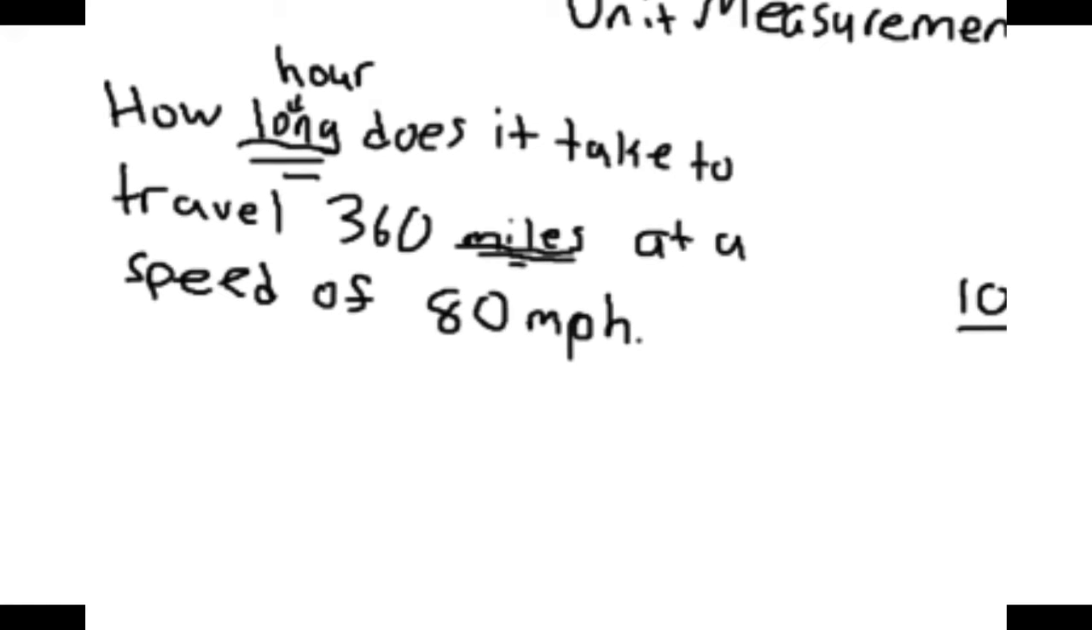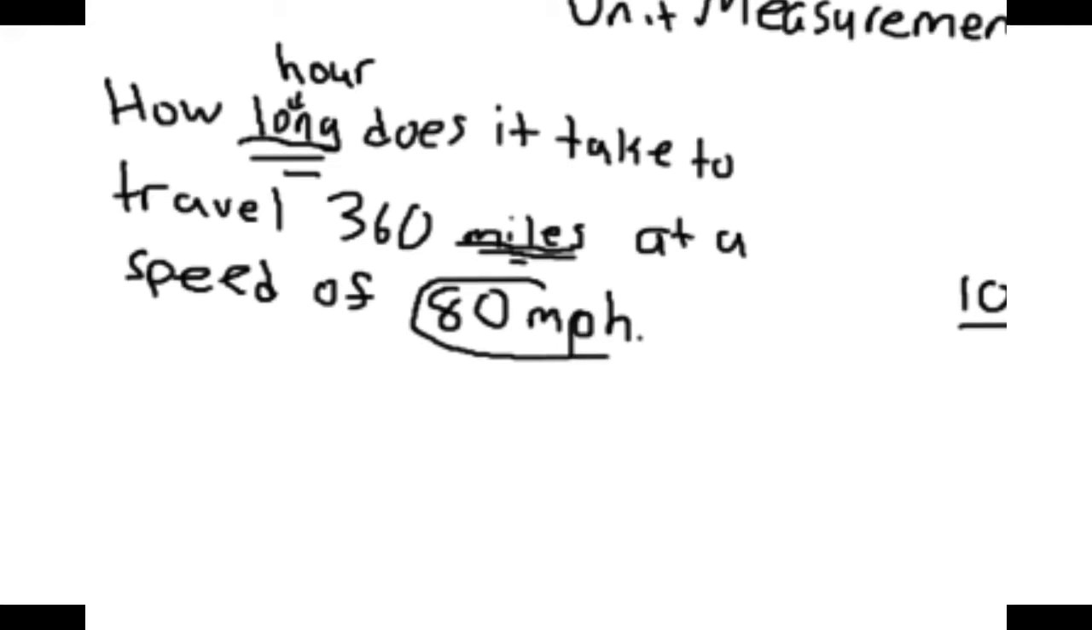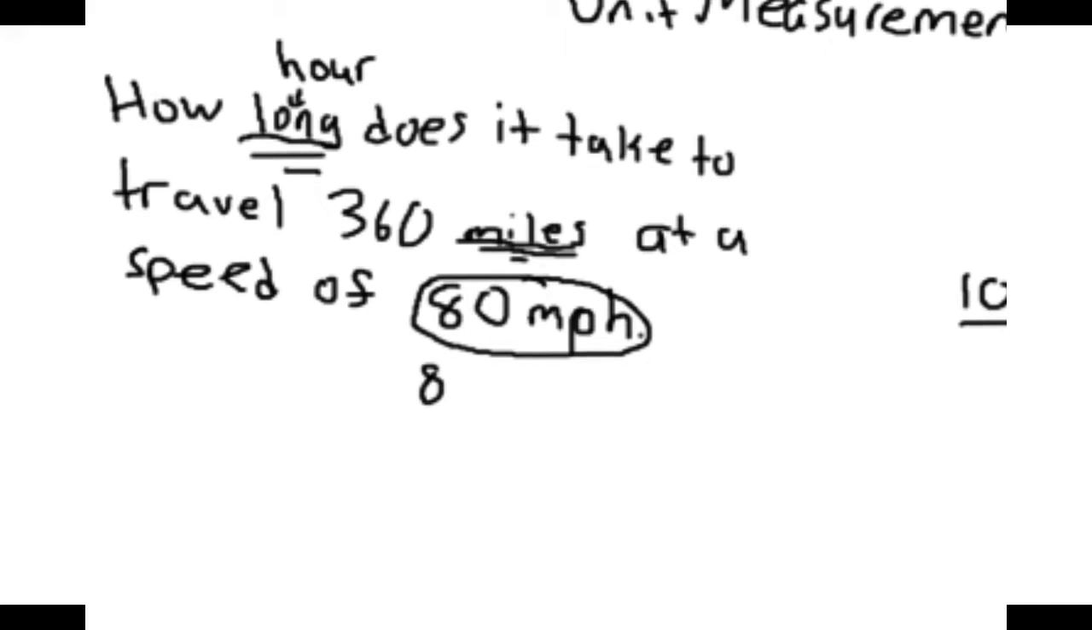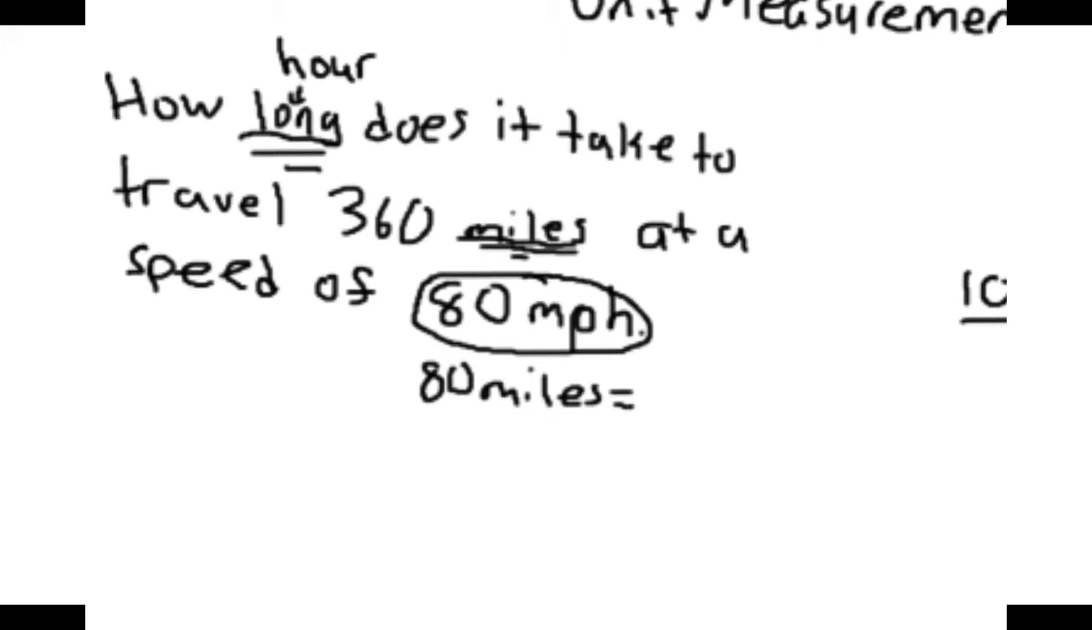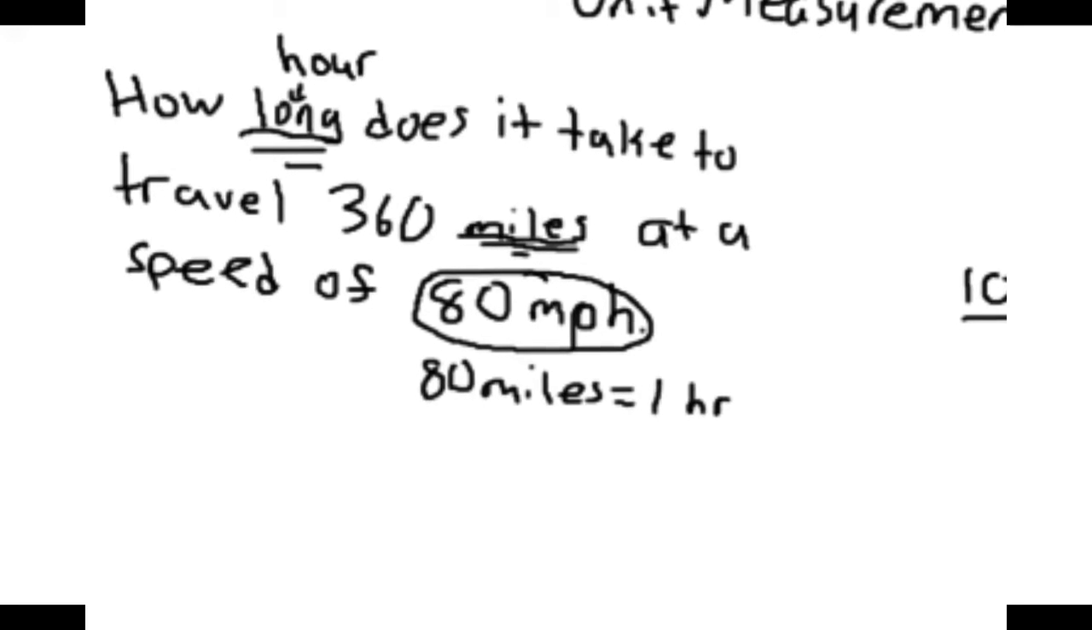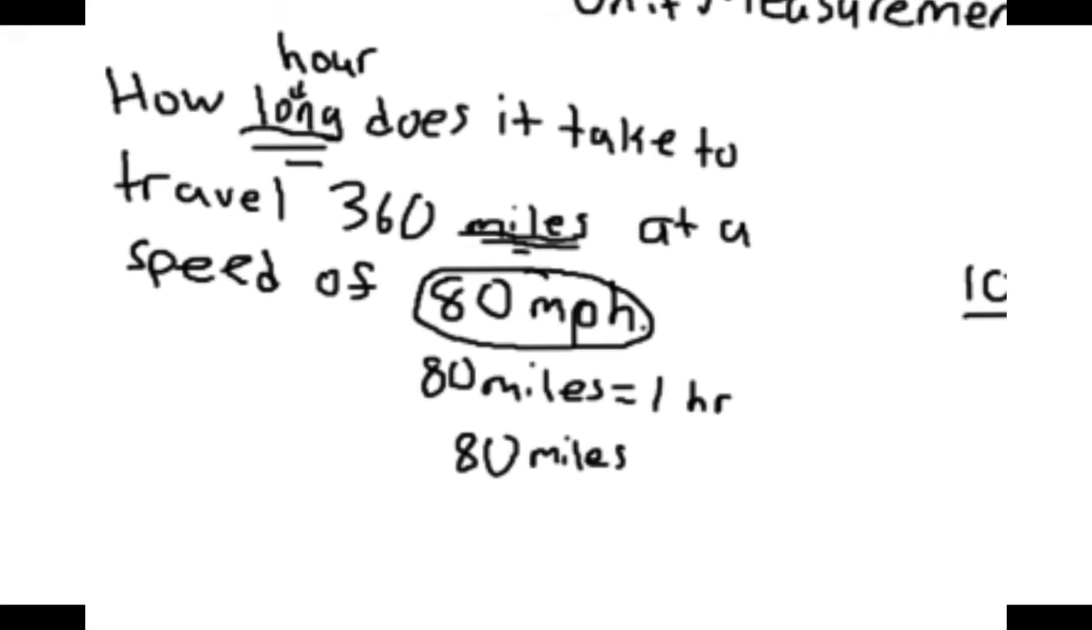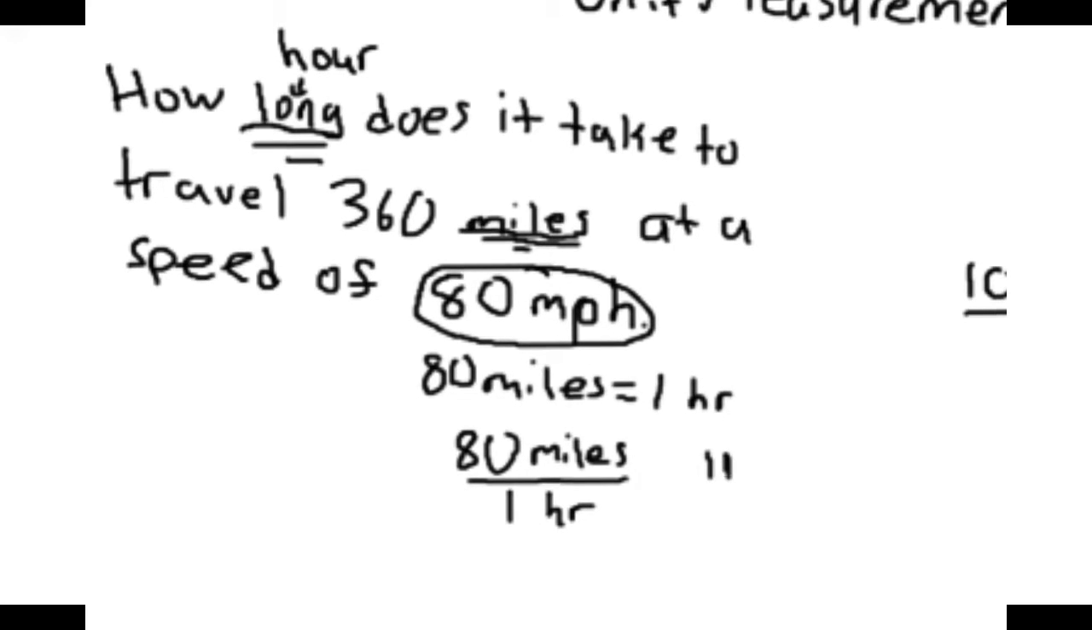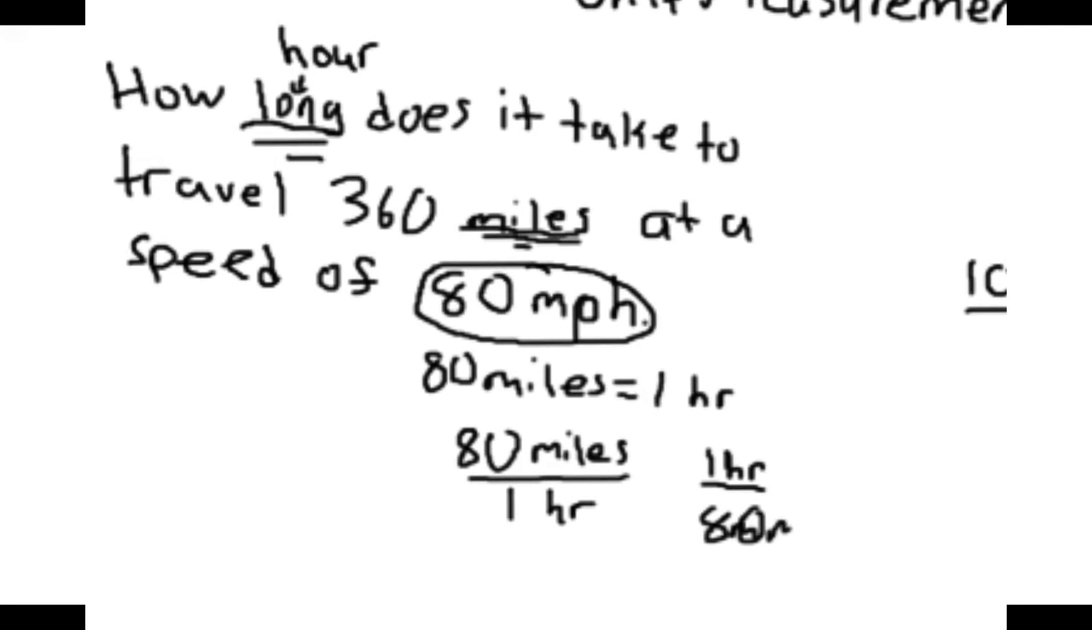So it's a unit conversion problem because we need to convert this 360 miles to hours. And the way you convert from one unit to another is using the conversion factor. And the conversion factor here is 80 miles per hour. So we could write this 80 miles per hour as an equation. 80 miles is basically equal to 1 hour. And just like any conversion factor, we could write this as fractions. We could write the 80 miles on top, 1 hour on the bottom, or we could write 1 hour on the top and 80 miles on the bottom.